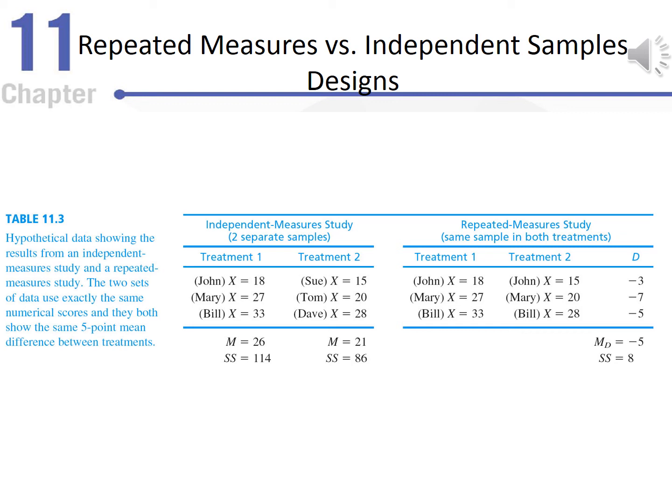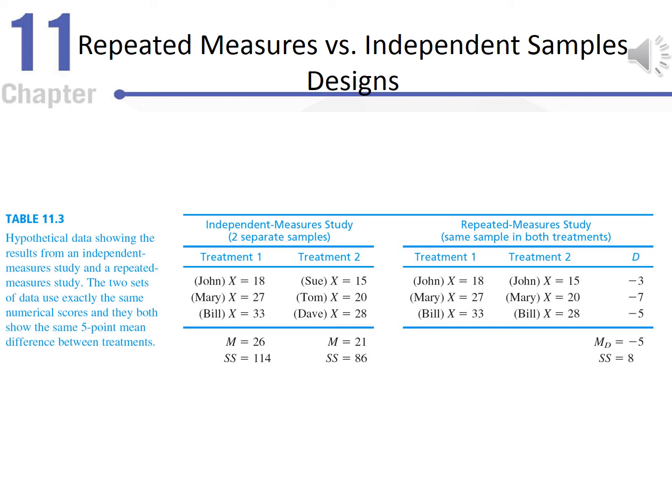They have the same scores, the same 5-point mean difference, but the independent measures design allows for the possibility of individual differences to have influenced the treatment effect. In the repeated measures design, however, there's no possibility that the subjects differ from treatment to treatment, and therefore the variability cannot affect the overall sum of squares. The variance is hugely different as a result, affecting the standard error.